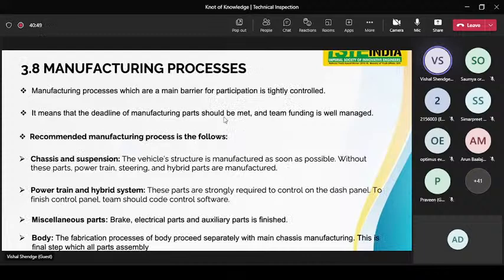Manufacturing process. The manufacturing process, which is the main barrier for participation, is highly controlled. It means that the deadline of manufacturing parts should be met and team funding should also be well matched. The recommended manufacturing order starts with chassis and suspension. The vehicle structure is manufactured.